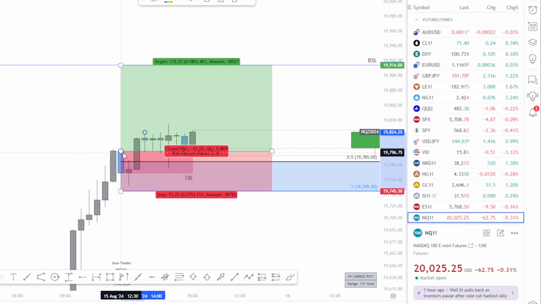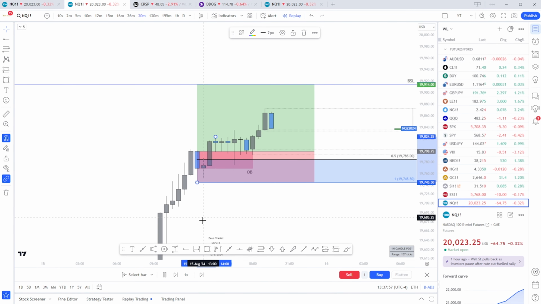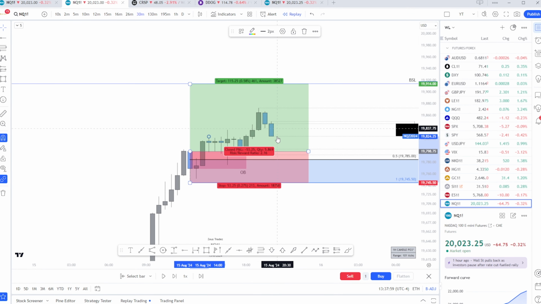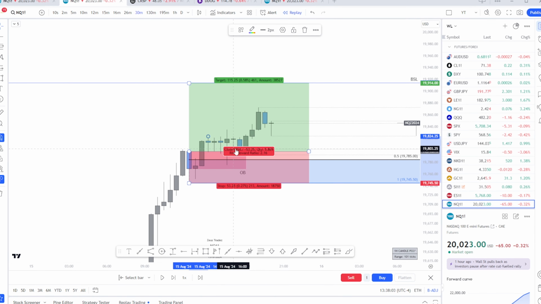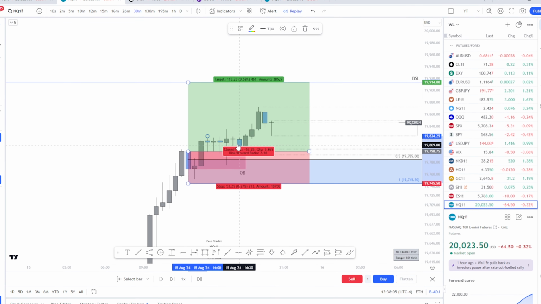Like I said, as long as you're taking a 2-to-1 risk to reward trade setup, all it takes is for you to win 34 trades out of 100 trades to be profitable. That is fairly easy. Anybody can have a 34% win rate.